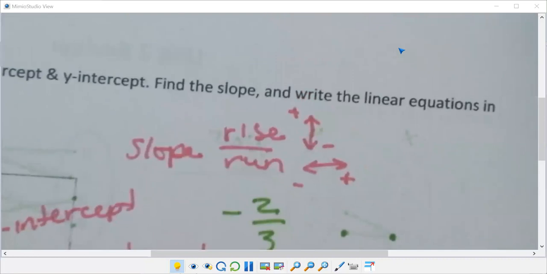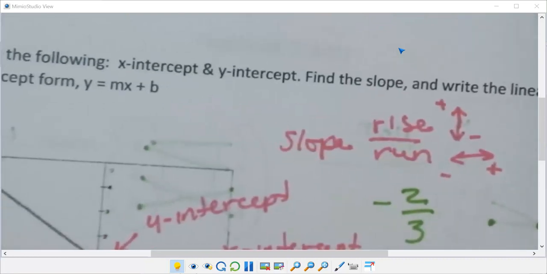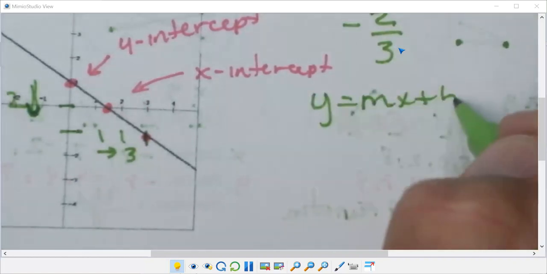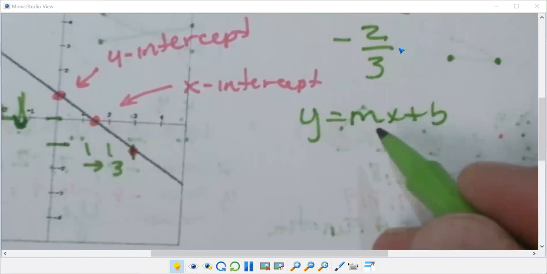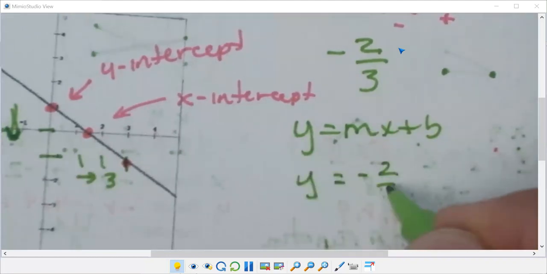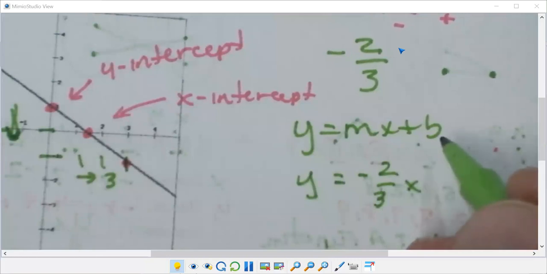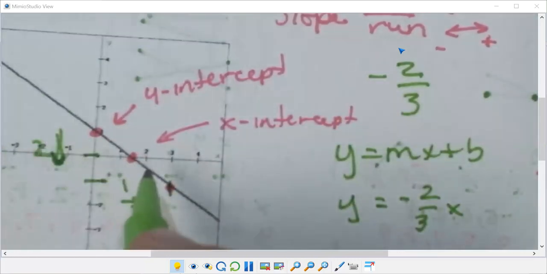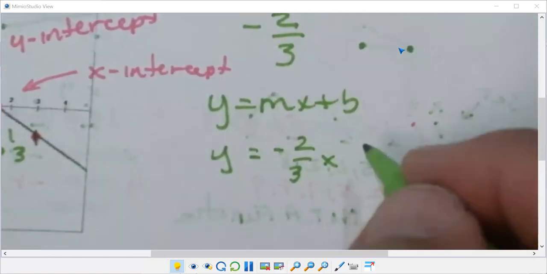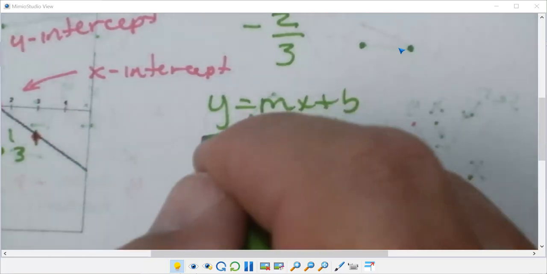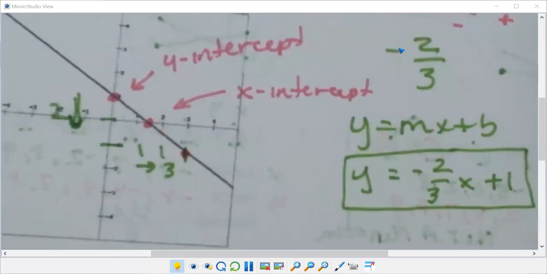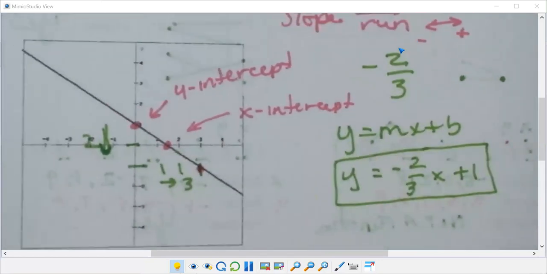Now, the question asks you, write a linear equation in slope y equals mx plus b form. So we're going to take y equals mx plus b. All right, we need to find the slope, which we have right here. So we're going to write that in, y equals -2/3 x. And now b is my y-intercept. So we got to go here to find the y-intercept. Remember, the y-intercept is where my line crosses. It looks like it's at +1. So we're going to put a +1 here. And this right here is my equation for the line that's right next to it. That's it.